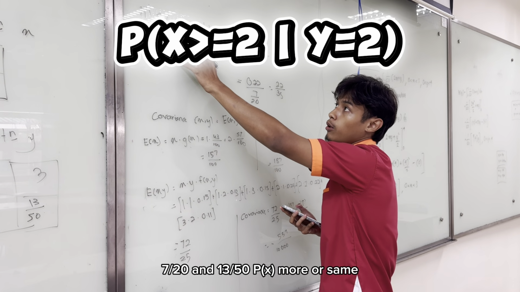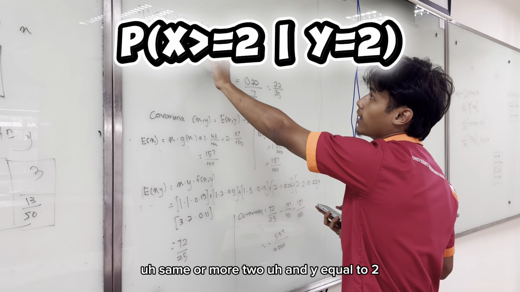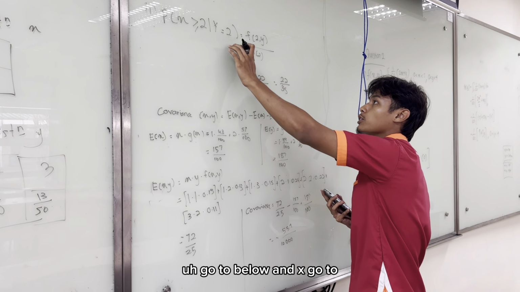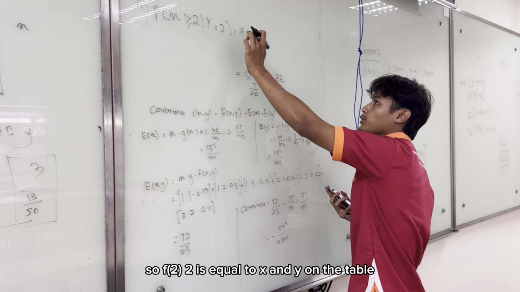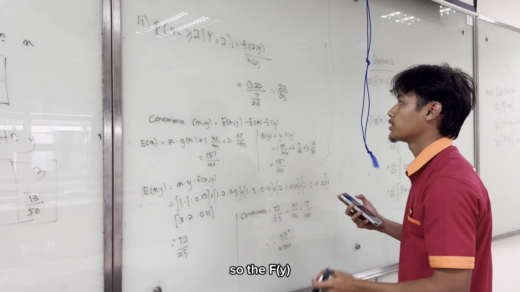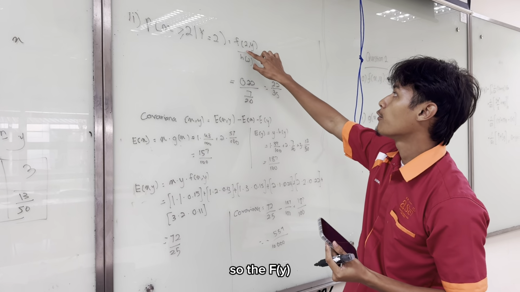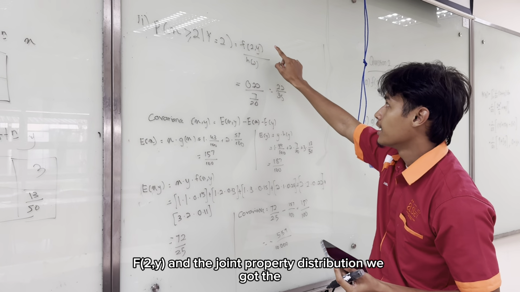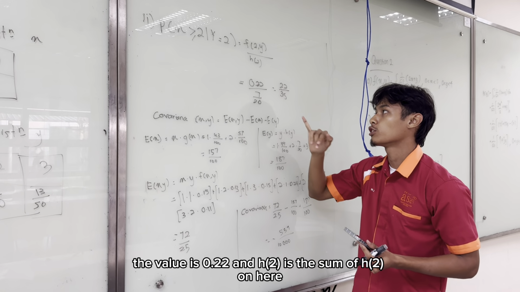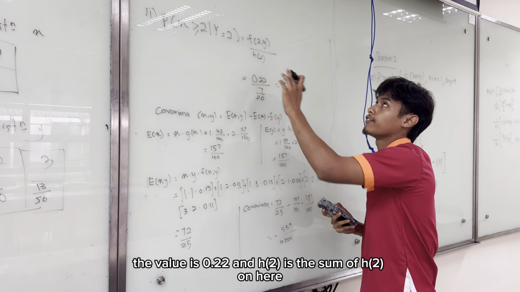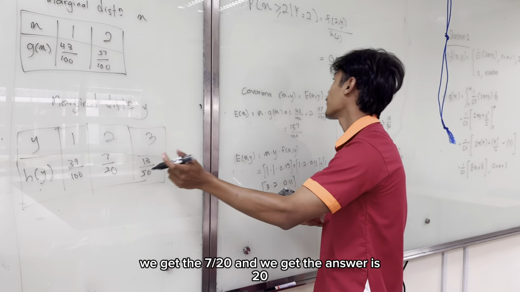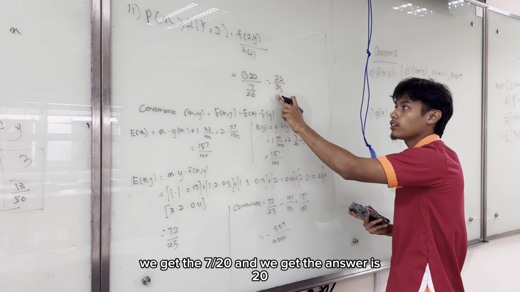Next is the probability for x at 2 and y equal to 2. So we use y going down and x going across, so f2 is x and y on the table. For f2y in the joint probability distribution, we got the value 0.22, and h2 is the sum of h2 here, which we get as 7/20, and we get the answer 22/32.